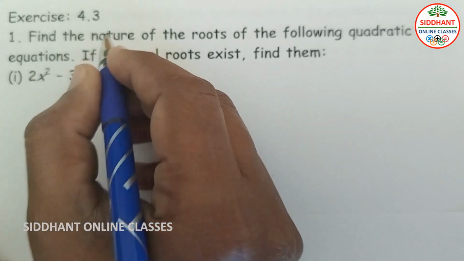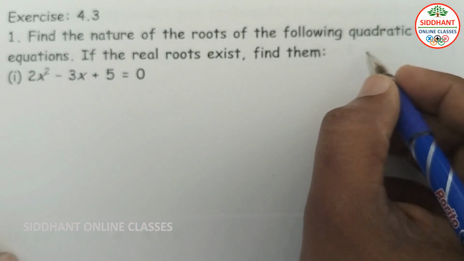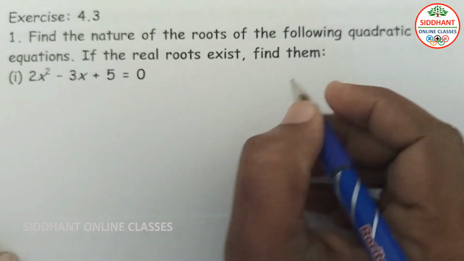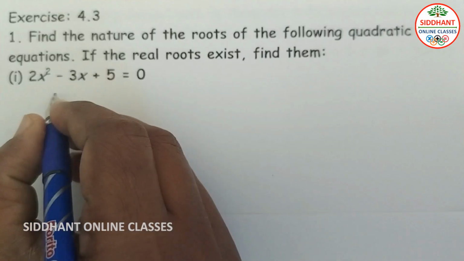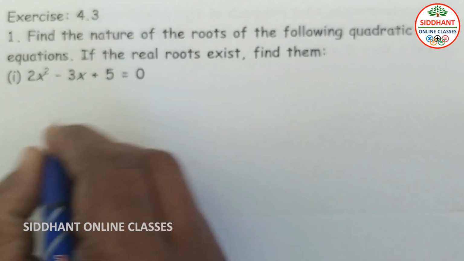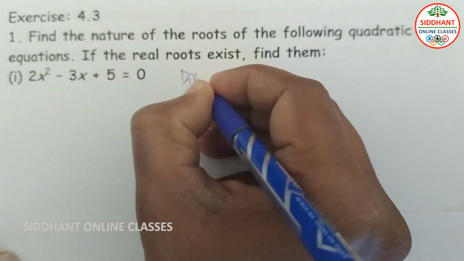Exercise 4.3. Question number 1. Find the nature of the roots of the following quadratic equations. If the real roots exist, find them. First one, 2x² − 3x + 5 = 0. So here we are going to find out the discriminant.